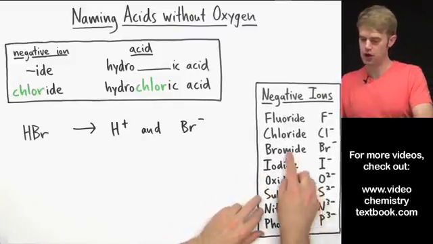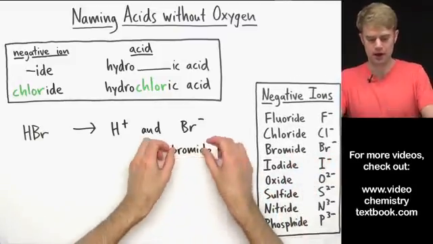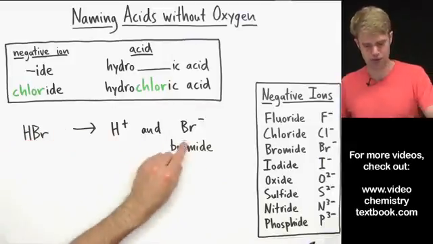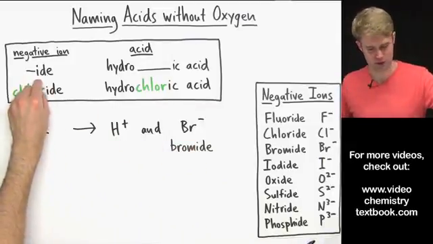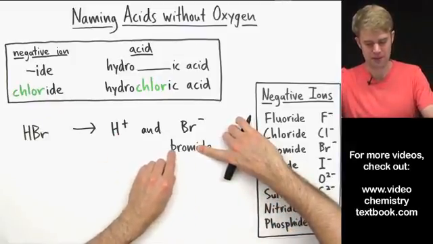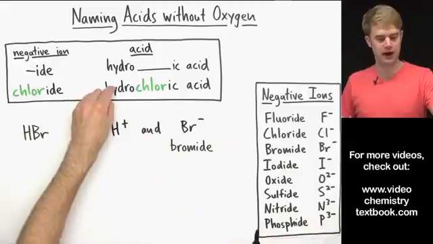We take a look at this chart. Br-, we call it bromide. So to name this acid that has bromide in it, we're going to follow these rules. We take the IDE off, we take the stem, BROM, and we stick it between hydro and ic.